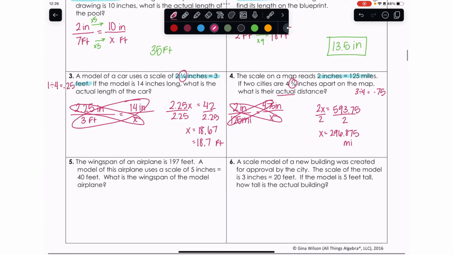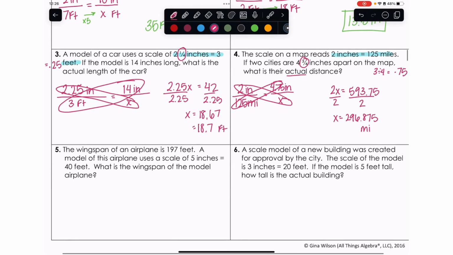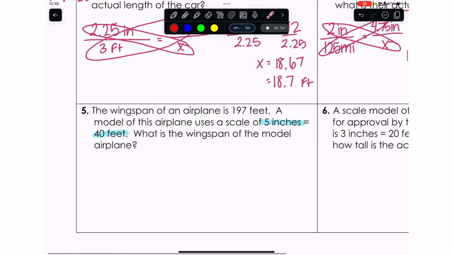So go ahead and try number 5. You will get another decimal for this one, so go ahead and set up your scale. Cross multiply if you need to. I think you will need to, and get your answer. I noticed a lot of people, because the 197 was listed first, people wanted to write that right away. But remember, the scale has to go first. So the scale is 5 inches equals 40 feet. Whatever's with the equal sign, you have to keep those numbers together. So 5 inches over 40 feet. They have to be together.